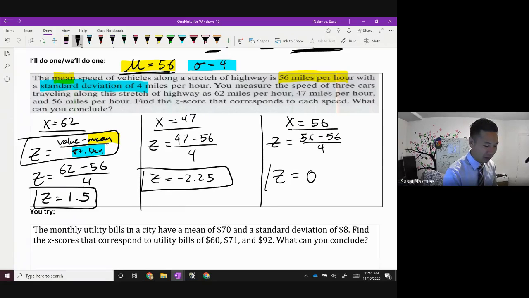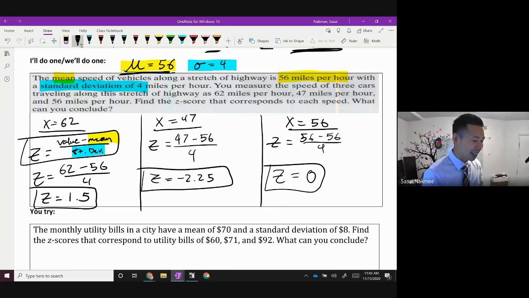Anyways, this one gives you a z-score of 0, which makes sense because he's going the exact same speed as every other car on there, as the average. So he's not going faster than the average, not going slower than the average, so the z-score is 0 there. It's just that right there.